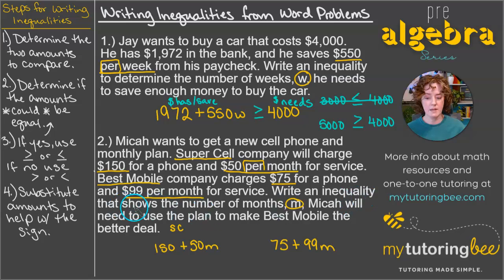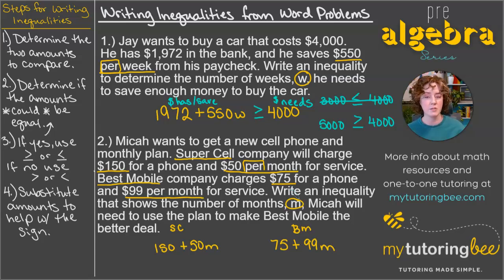Write an inequality that shows the number of months, M, Micah will need to use the plan to make Best Mobile, I forgot to write its initials there, Best Mobile, the better deal. Okay, so we need to determine if these two amounts could be equal to satisfy what they're asking for in this question. No, we want Best Mobile to be a better deal than Supercell. If they're equal, then that's not what they're asking for. They're not asking for them to be the same.